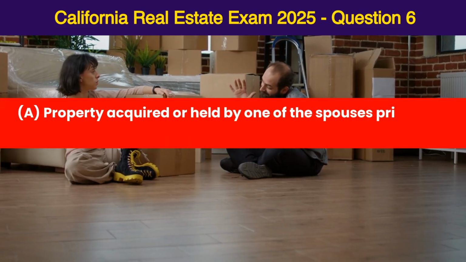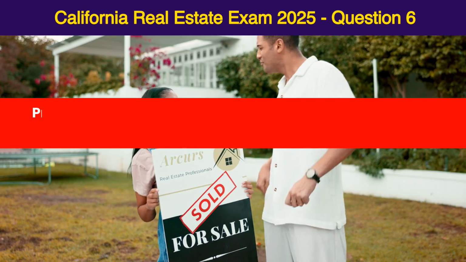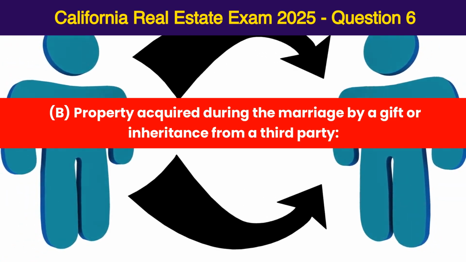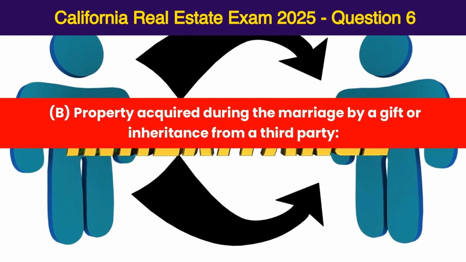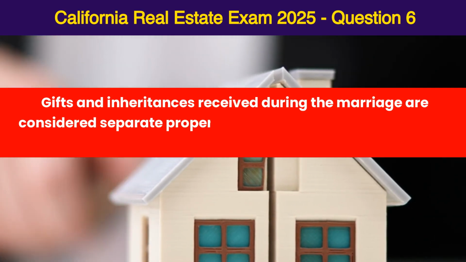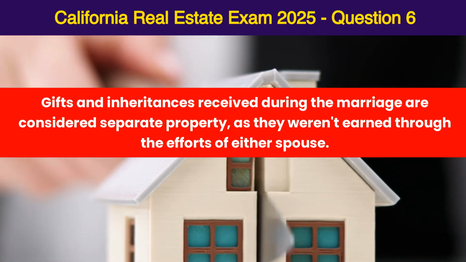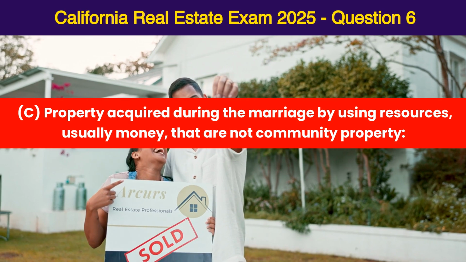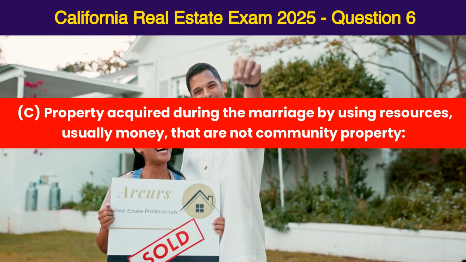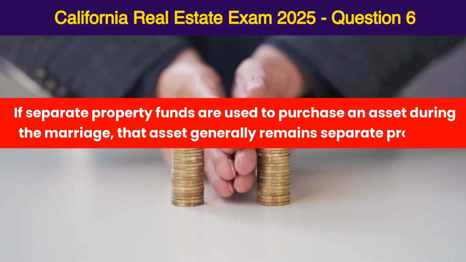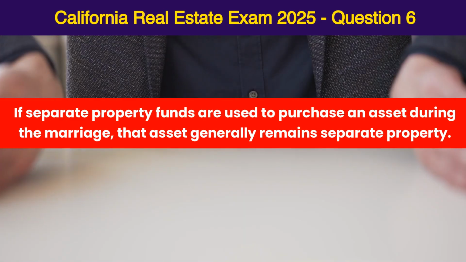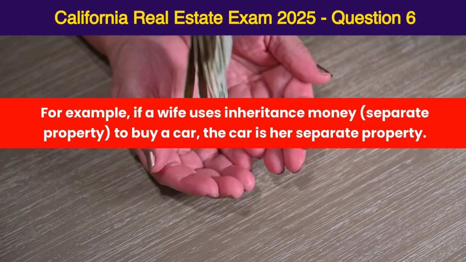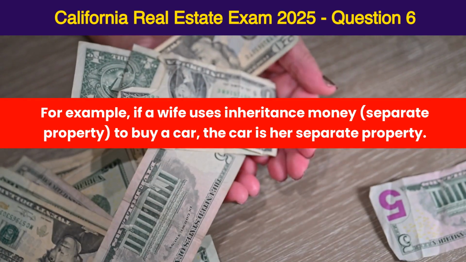A. Property acquired or held by one of the spouses prior to the marriage. Property owned before the marriage remains the separate property of that spouse. B. Property acquired during the marriage by a gift or inheritance from a third party. Gifts and inheritances received during the marriage are considered separate property, as they weren't earned through the efforts of either spouse. C. Property acquired during the marriage by using resources, usually money, that are not community property. If separate property funds are used to purchase an asset during the marriage, that asset generally remains separate property. For example, if a wife uses inheritance money, separate property, to buy a car, the car is her separate property.